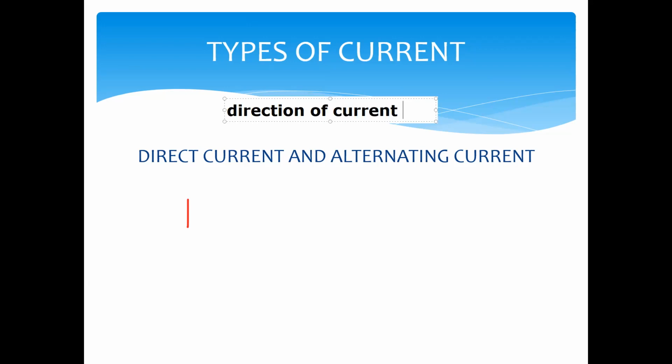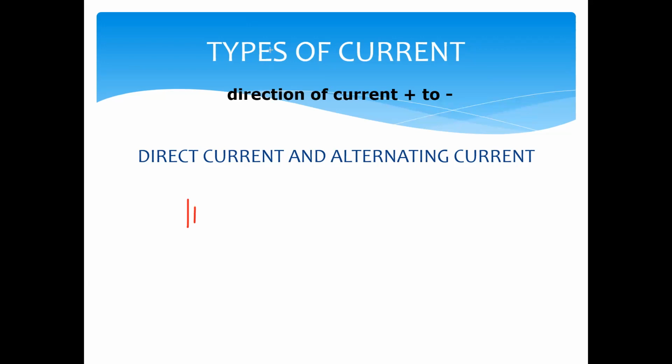So the direction of the current, or direction of conventional current, is always from positive to negative. There are two types of current: DC, direct, and AC, alternating. For example, you have a lamp. This is a symbol for the lamp.